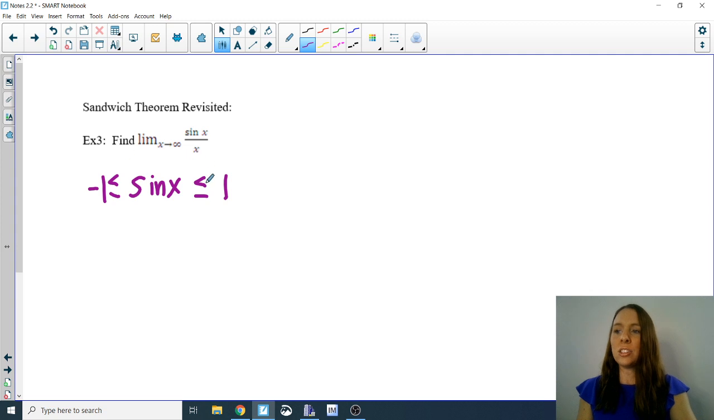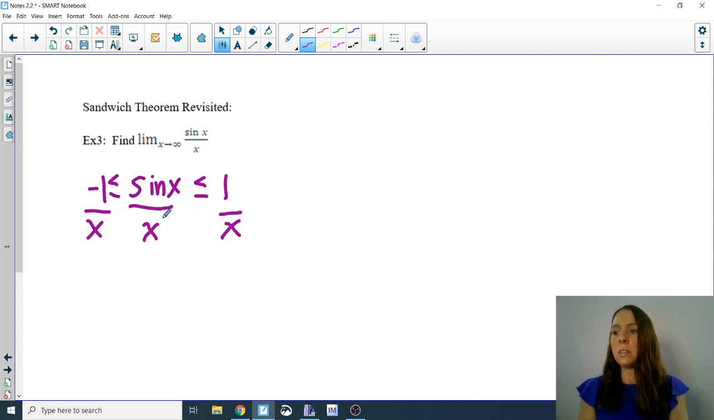Okay, again, that's just the range of sine. Think about the sine wave. It just goes back and forth between a low point of negative 1 and a high point of 1, and so that's why we can set up that compound inequality. Now, we also need our sine of x to be divided by x. So let's put that here, here, and here.